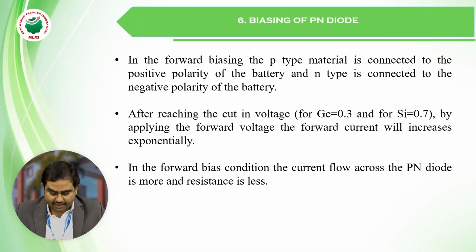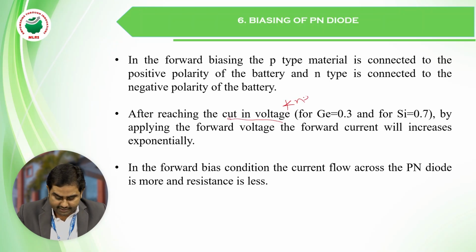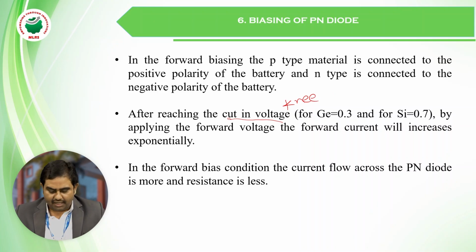So whatever we have discussed until here, I have written in this slide. In the forward bias, the p-type material is connected to the positive polarity of the battery and n-type is connected to the negative polarity of the battery. And one more thing, here we have discussed the cut-in voltage or knee voltage. Let us assume we are considering a germanium semiconductor to prepare a p-n diode. Then the cut-in voltage or knee voltage is 0.3 volts.